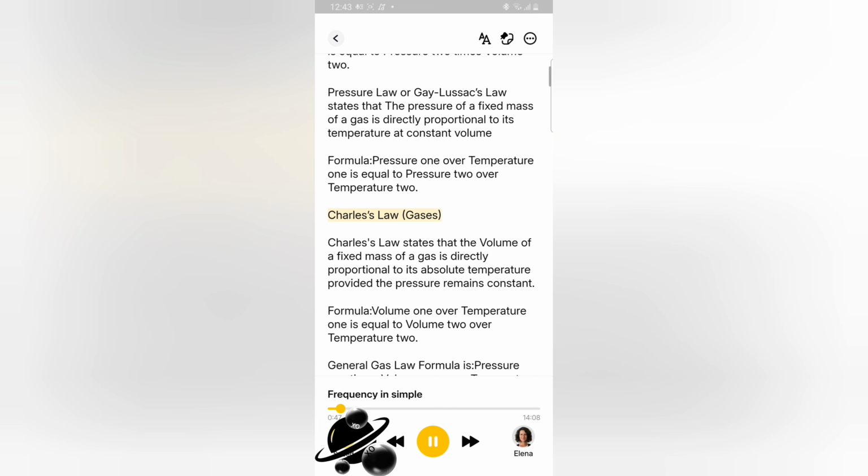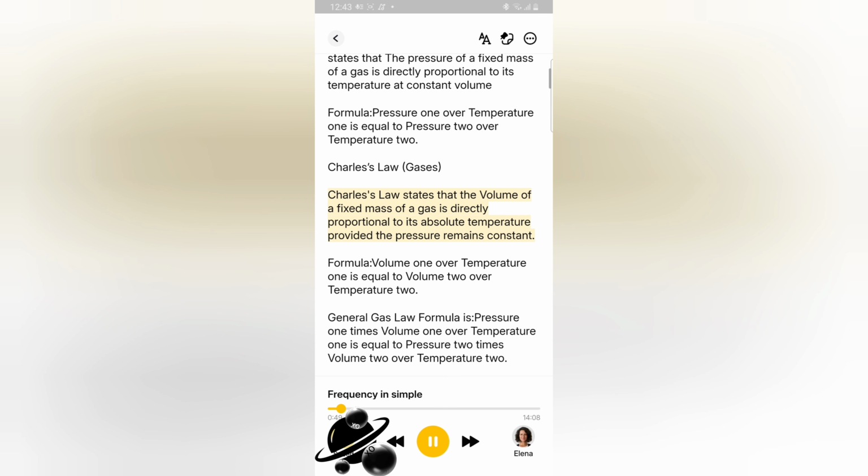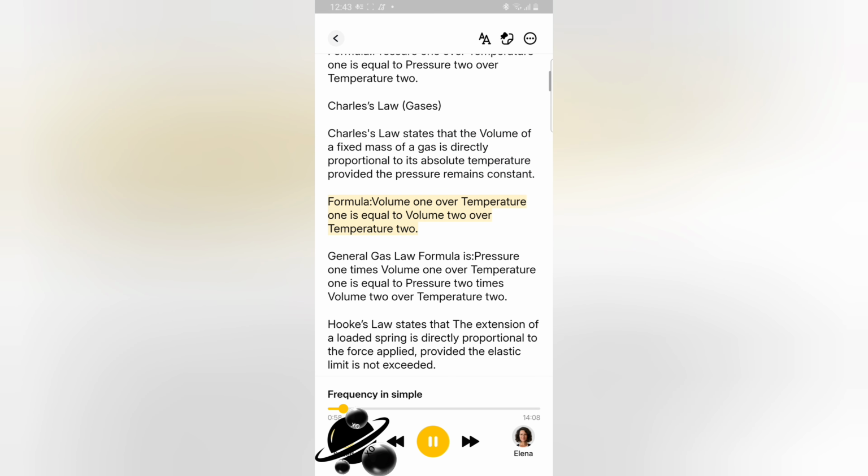Charles's law, gases. Charles's law states that the volume of a fixed mass of a gas is directly proportional to its absolute temperature, provided the pressure remains constant. Formula: volume 1 over temperature 1 is equal to volume 2 over temperature 2.